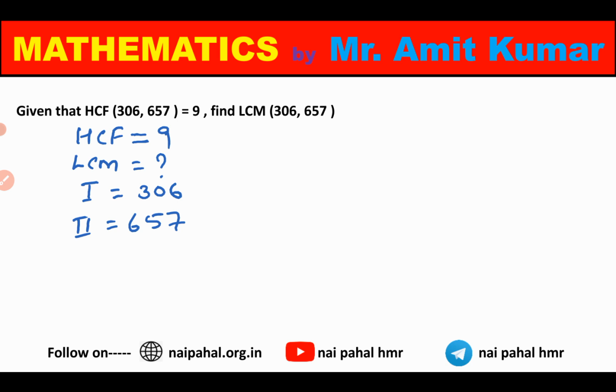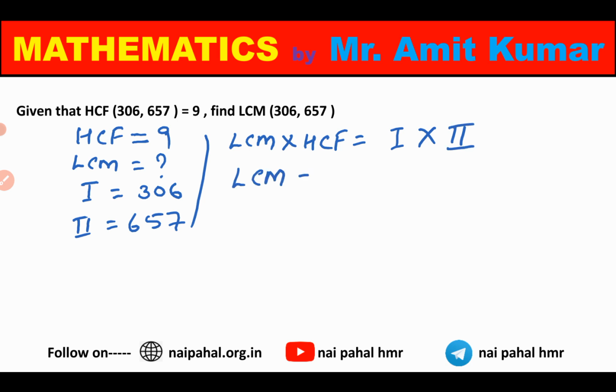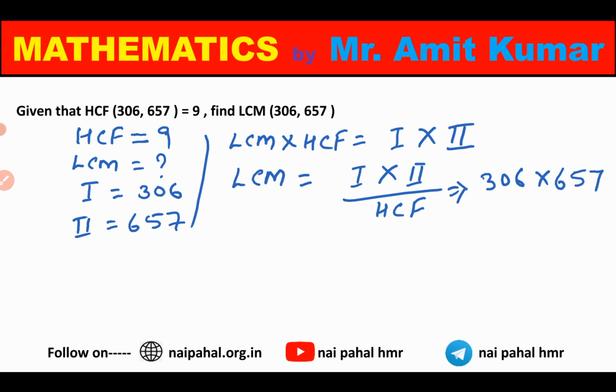So how could we get the LCM? We have one formula: LCM multiplied by HCF is equal to the first number multiplied by the second number. In this way, if we need the LCM, then we can say that the first number multiplied by the second number is to be divided by the HCF. So what is the first number here? The first number is 306. What is the second number here? 657. And what is the HCF, which is given? 9. So can we divide it? Yes, we can divide it.